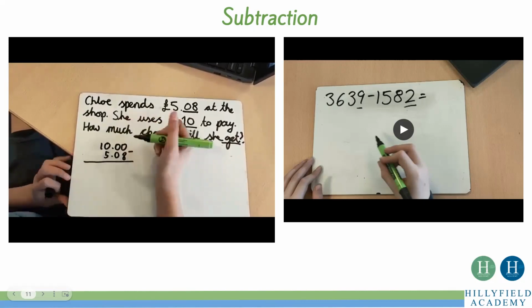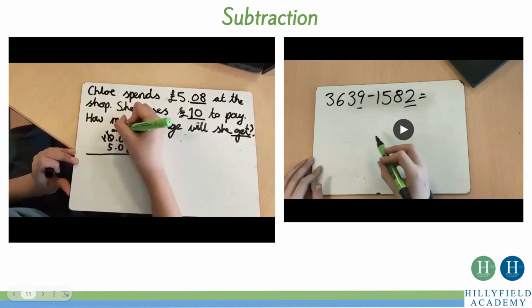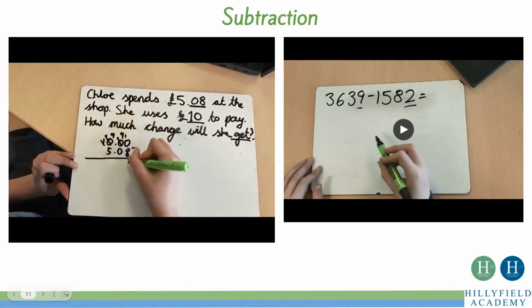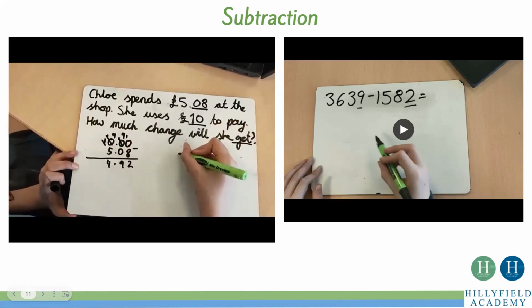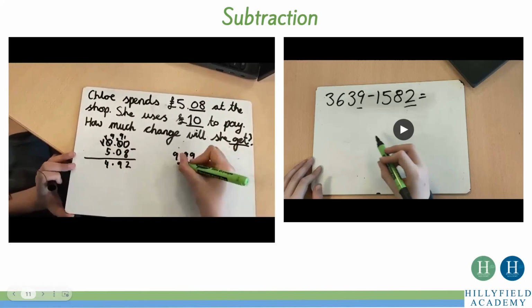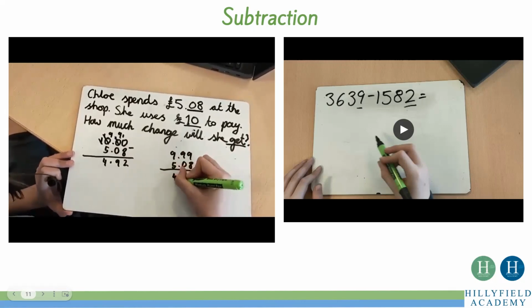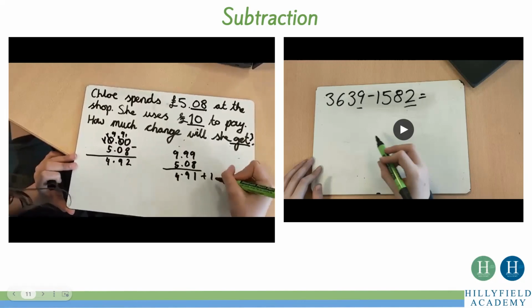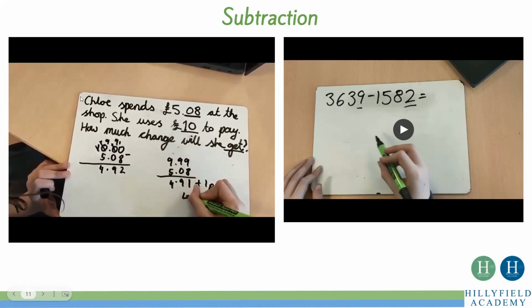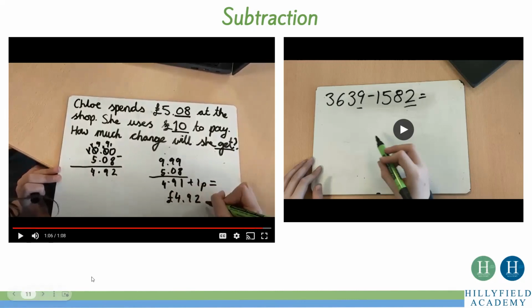So first you could do it this way, like this, and exchange it to take away, or you could make it £9.99, so it's easier to take away, like this, and then just add one more p because you took one away. So plus 1 equals £4.92. So we can see this child is using different methods to think how to be efficient.